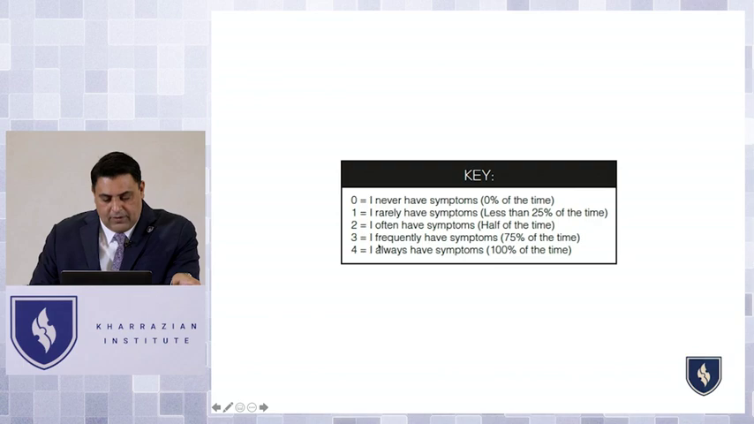If it's 75% of the time, they mark 3. If they have the symptom all the time, it's 4. And you never want to see 3s or 4s in any section.